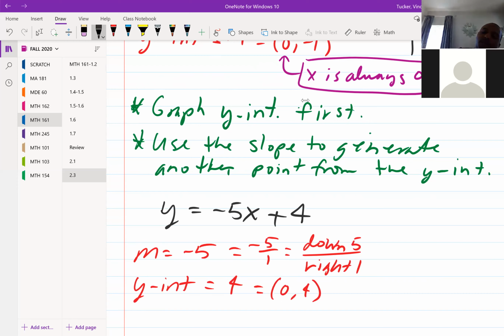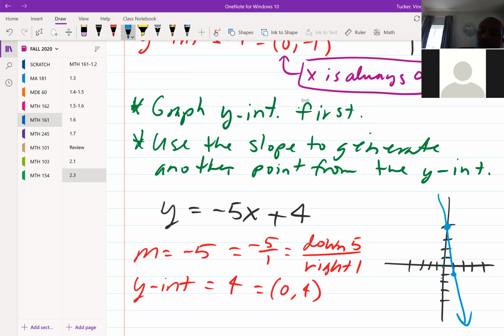All right. So we can graph this. First, we will graph the y-intercept, which is 0, 4. So nowhere for x, but up 4. And then from the y-intercept, you go down 5 and then right 1. And that's your line.